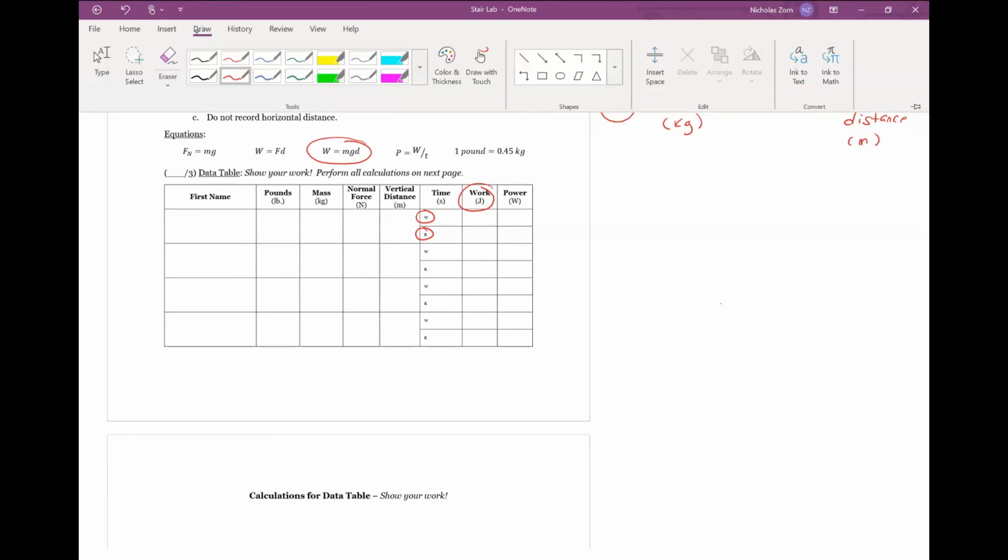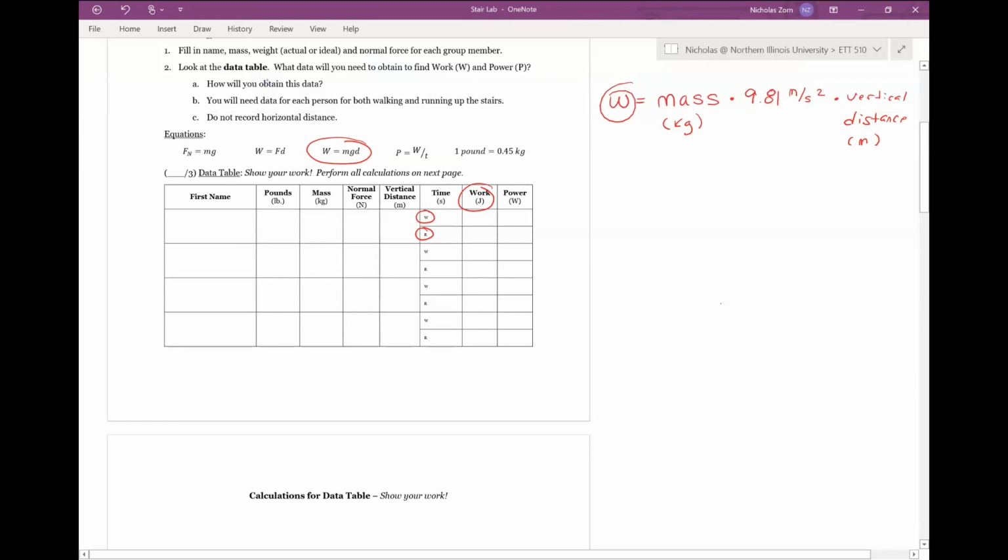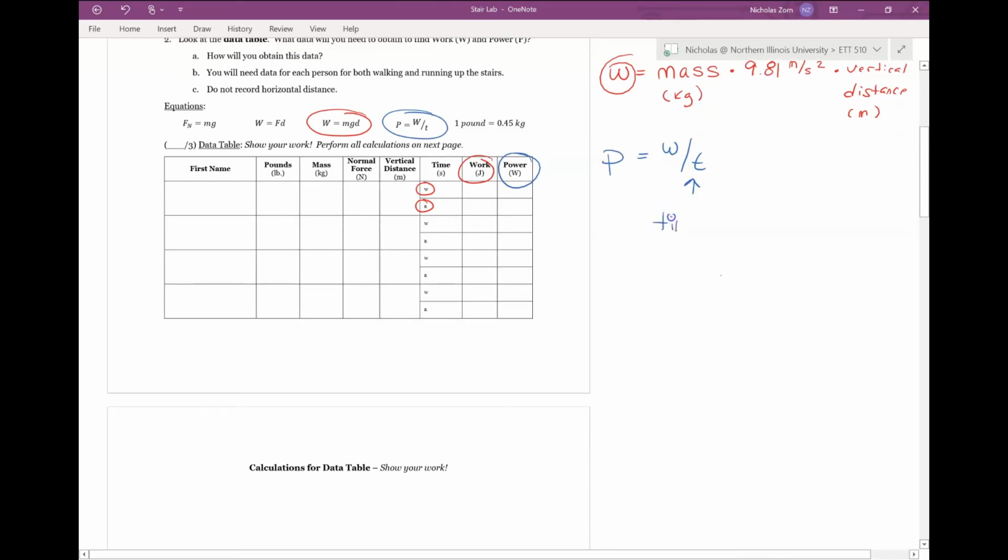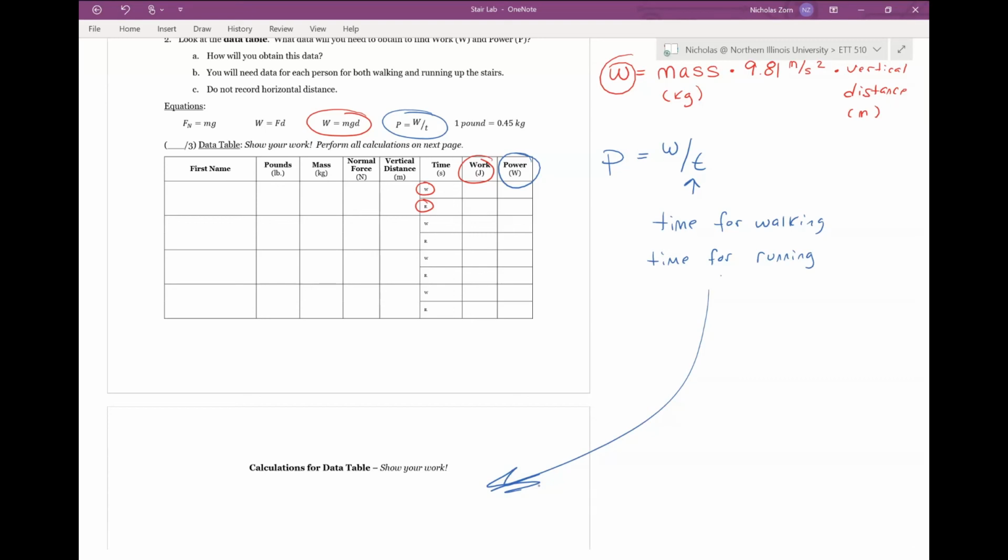The next thing we need to solve for is our power. Power uses this formula right here. Power is just the work divided by time. You're going to have two times: a time for walking, and a time for running. You're going to take these calculations and put them on the second page right here. All of your calculations need to be written out and then filled in on the table for each person.